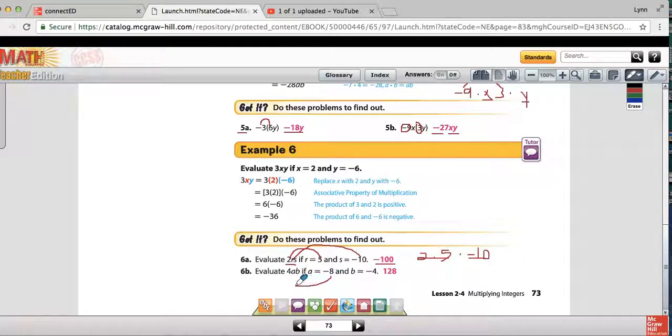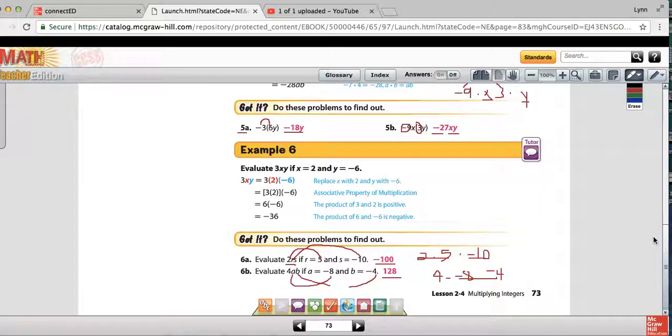In 6b, 4ab, -8 is a, and -4 is b. Again, when you write that out, you have 4 times -8 times -4. And you can take 32 times 4 or -32 times -4. However way you work that out, you get a positive 128. Lastly, we're going to look at, oh, that was it actually, I'm sorry.